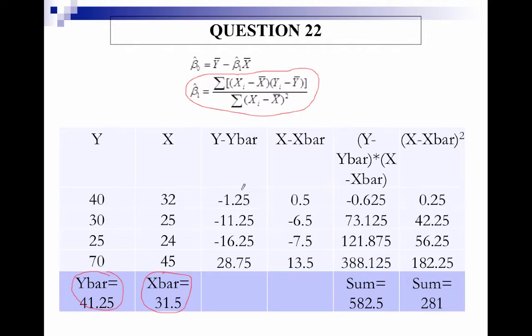We then multiply these two columns in order to obtain a column for y minus y bar times x minus x bar, and we do this for every observation. Then we take the sum, and this sum is the value that goes in the numerator for this formula for the slope. And then for the denominator, we take x minus x bar squared, so each of these values is squared. A negative 6.5 times a negative 6.5 is 42.25, so none of the values in this column should be negative, and the sum is 281, and that goes in the denominator.